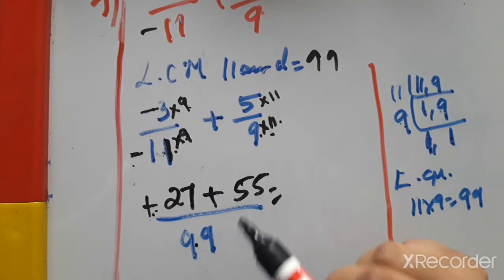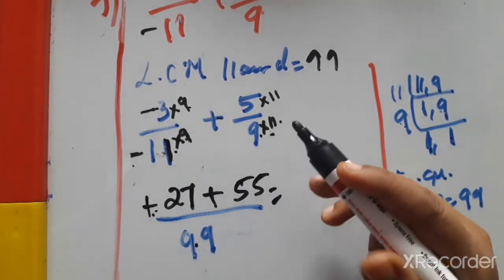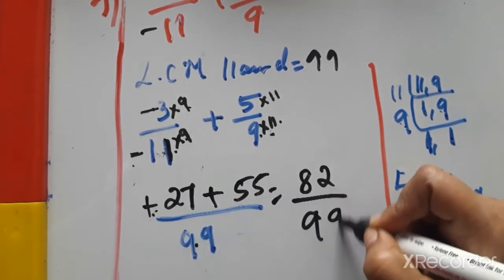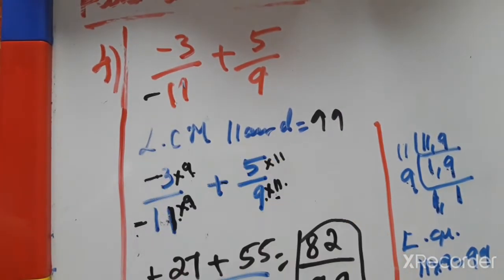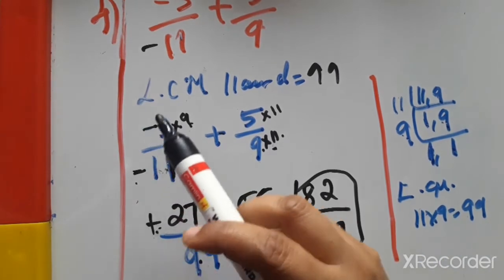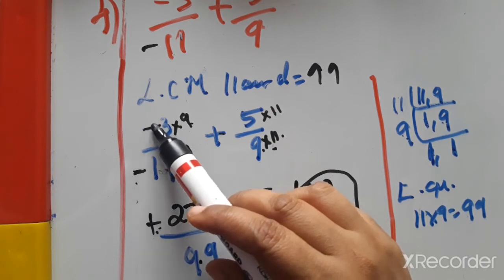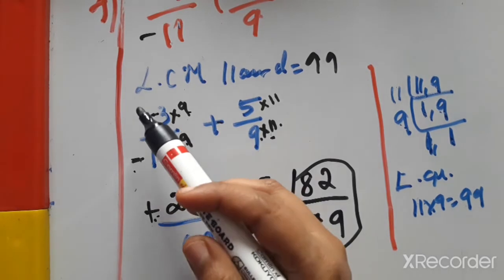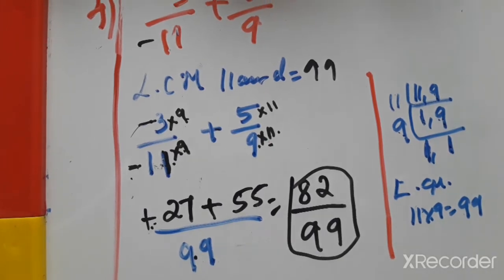Now 27 plus 55 is addition. Same symbol means addition. 27 plus 55 means 82 by 99. In the question, both the numerator and denominator have a minus symbol. So after simplifying, directly multiplied means division also follows the same multiplication rule only. Minus into minus is plus. Minus divided by minus means plus, or we can cancel the minus and minus symbols. Answer is 82 by 99.